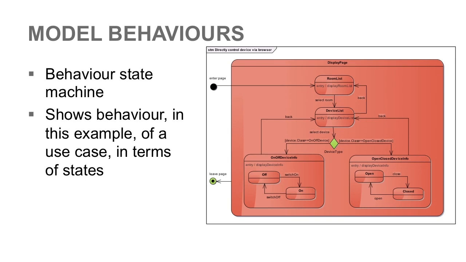Behavior state machines model the behavior of parts of the system, usually use cases or operations. A common example is the use of an automated teller machine whose behavior goes through a number of states, starting with the event of a bank card being inserted into the machine, then the user keying in their PIN, and so on. In the example here, which is a state machine for the use case directly control device via browser, the state machine models the different states of the user interface and the legitimate paths that the user can take through the user interface as they interact with it.